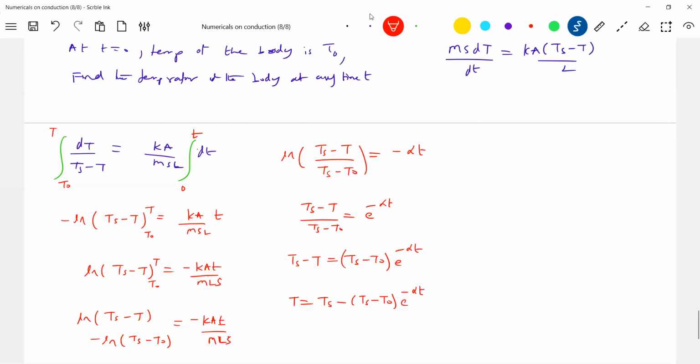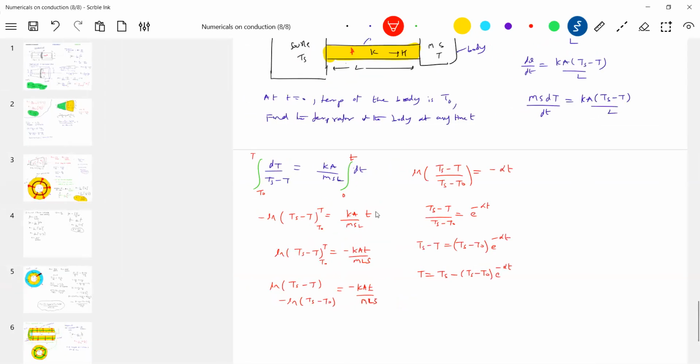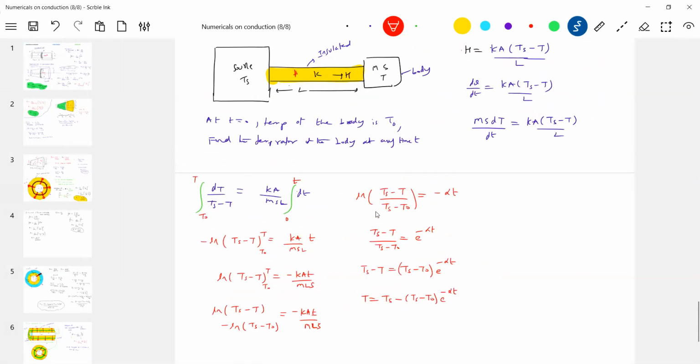We have to justify our answer. I'm saying the temperature of the body will vary with time like this. Okay, let's do one thing. After a long time, what can happen? Because the body will continuously gain heat, the temperature of the body should be that of the source after a long time. So let's put T equal to infinity.